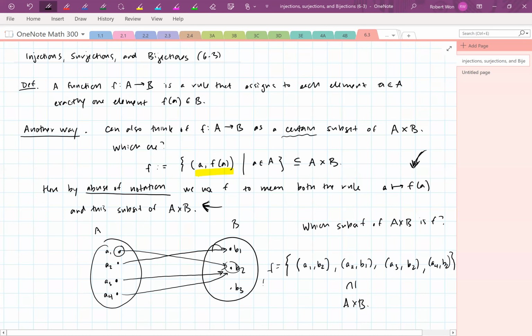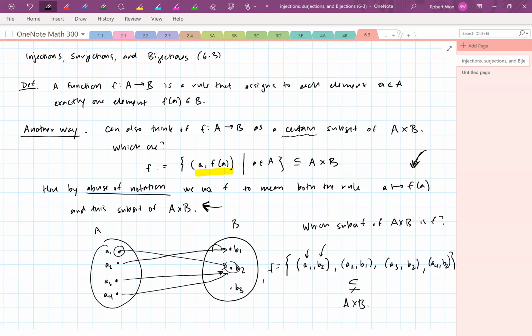And this is a subset of A cross B, which we could call f, right? Because this subset of A cross B contains all of the same information as the rule. If you want to know what the rule does to A1, you just look at the subset of A cross B. A1 appears only in one of the elements. And then to figure out what f of A1 is, you just look at the other coordinate of that element. Okay, this is, by the way, a proper subset. It's not equal, right? Because this thing does not contain A1 comma B1, for example.